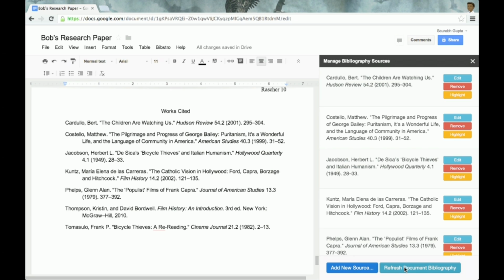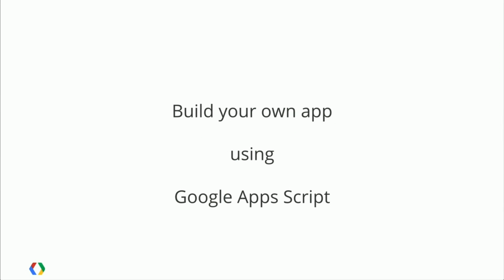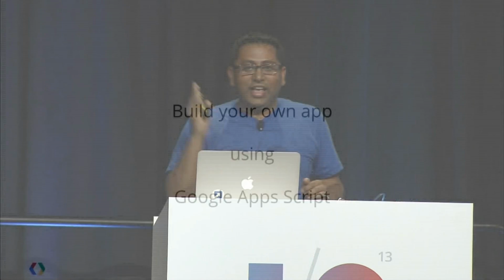So that's a very simple demo of a type of app you can build in Google Docs using Apps Script, right? And we want to make sure that your app is also as awesome as this one, using Google Apps Script. So let's get started. How do you build an app like that? Or rather, how did we build Beepstro?